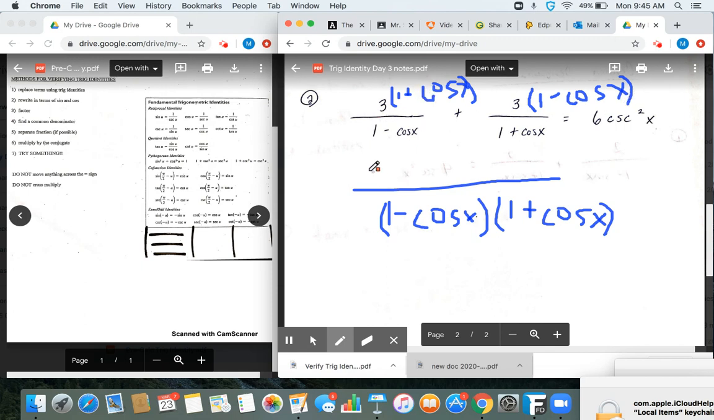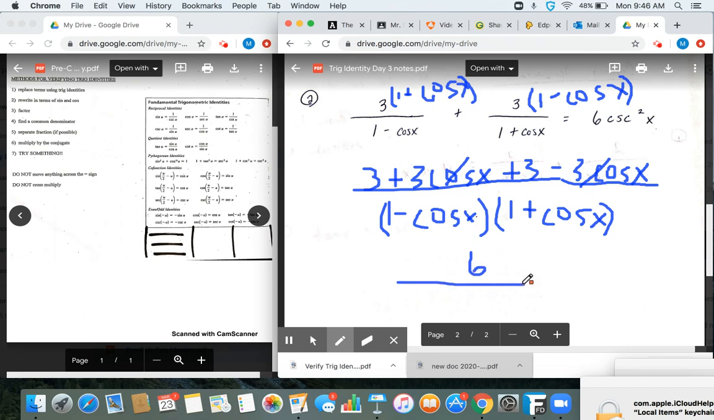So now go ahead and distribute, and that would give us 3 plus 3 cosine of x, and over here we would get 3 minus 3 cosine x. So the same thing as we saw in the last problem is happening here. As we distribute and as we're about to group like terms, we're noticing that 2 of the terms here are going to cancel. 3 and 3 would give us 6.